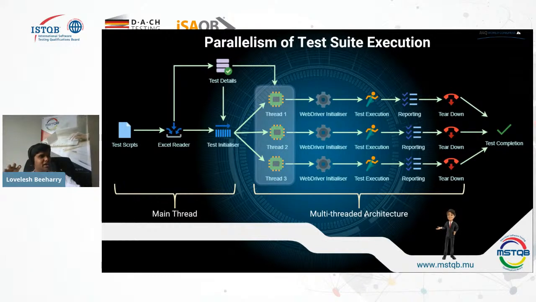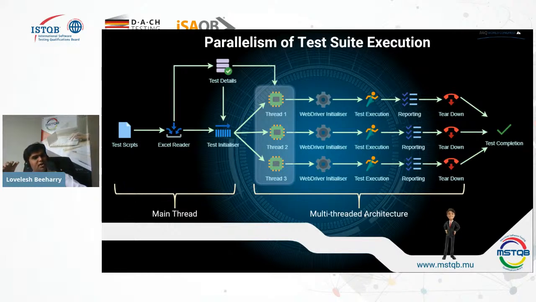And the test initializer is reading from that memory to know which tests need to be executed, and which test parameters are selected, for example, which browser needs to be used, and so on. In this case, we have three threads created because we have a three-test suite. Let's take, for instance, three test suites. So the framework will create three threads. Each thread will have its own WebDriver initializer. It means they will have their own mechanism to talk with the browser that is executing on the thread, and they will start the test execution.